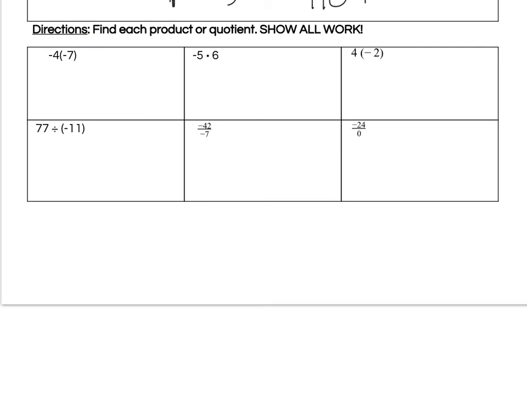First one, negative times a negative, that means it's going to be positive. And 4 times 7 is 28. In the following question, we have a good old point there, dot, that indicates multiplication. We have one positive and one negative. So that means your answer is going to be negative. And 5 times 6 is 30. Don't know why I wrote it that large.